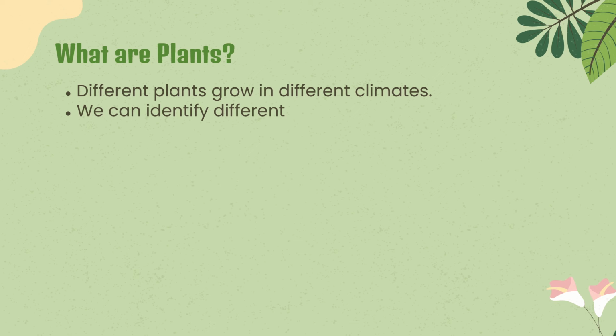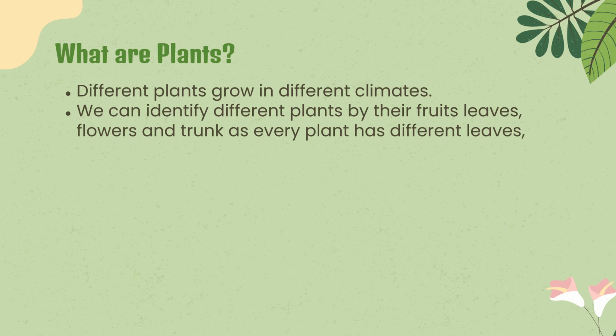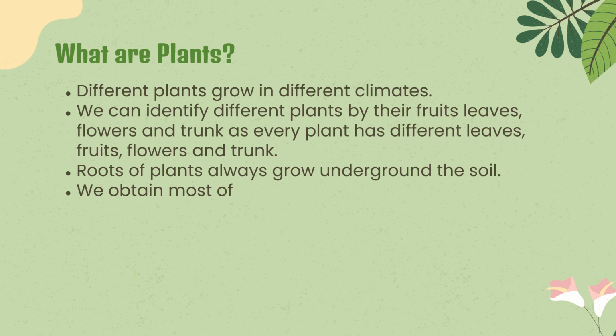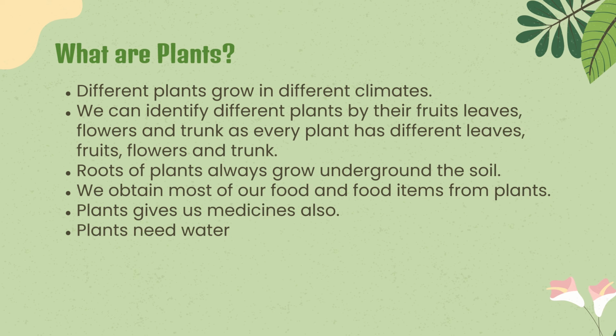So different plants grow in different climates. Some plants grow in cold climate, some need excessive heat, some need shade for their growth. So every plant grows in its different climatic conditions. We can identify different plants by their fruits, leaves, flowers and trunk, as every plant has different leaves, fruits, flowers and trunk.